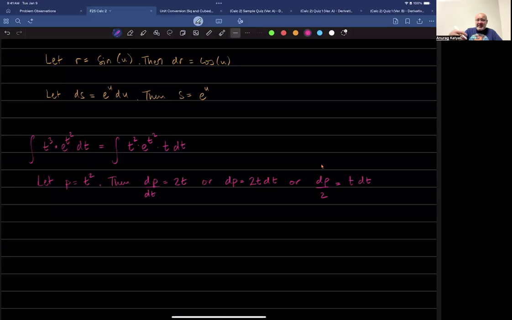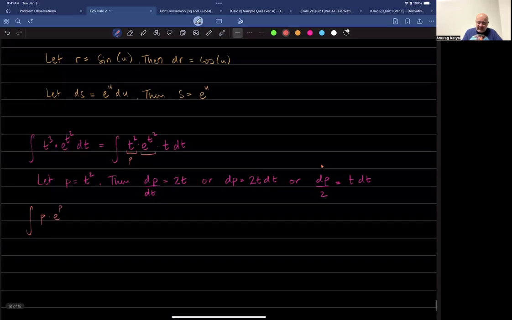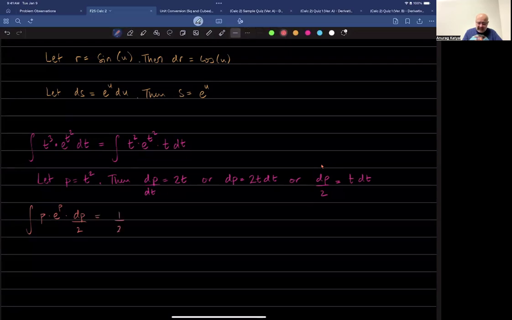So now when I do the substitution, when I go to p land, I'm going to rewrite this integral as p, because t squared is going to get replaced with p, times e to the p, times this is going to get replaced with dp over 2. Well, 1 over 2 is a constant, so I don't have to keep it inside. I can yank it outside. I don't want to see it. It makes it annoying. p times e to the p dp.